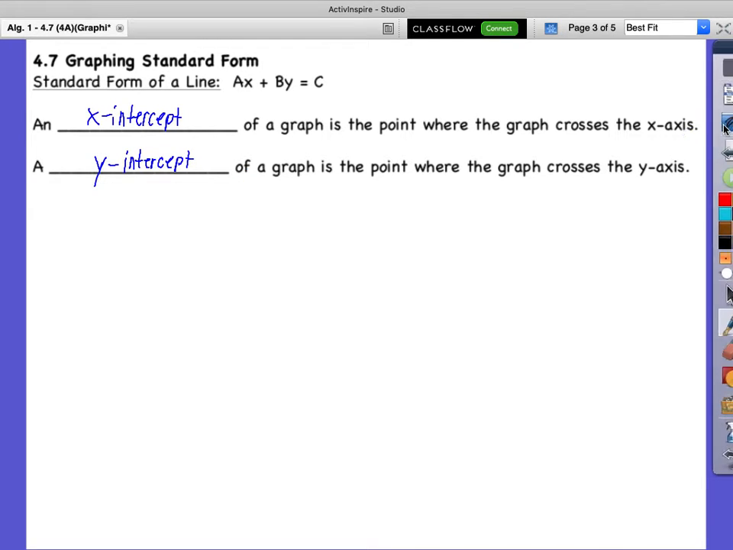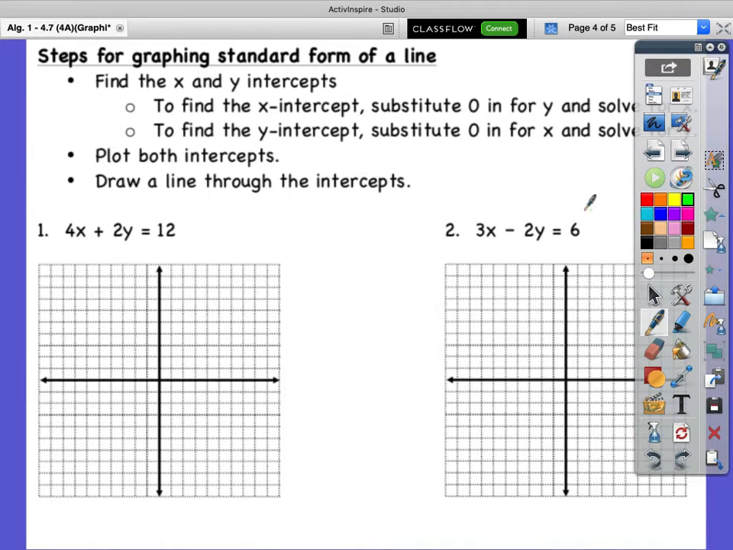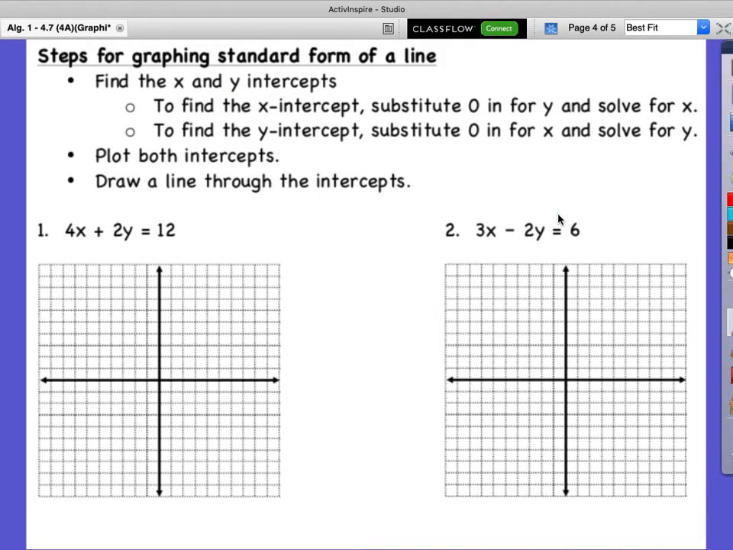Perfect. Continuing on, steps for graphing an equation in standard form. If we look at this, 4x + 2y = 12, this 4 is our A, correct? And the 2 is our capital B because it's with our y, and this C is our 12. It's Ax + By = C. Here's an actual equation we can put it to. A is 4, B is 2, C is 12 in this case.